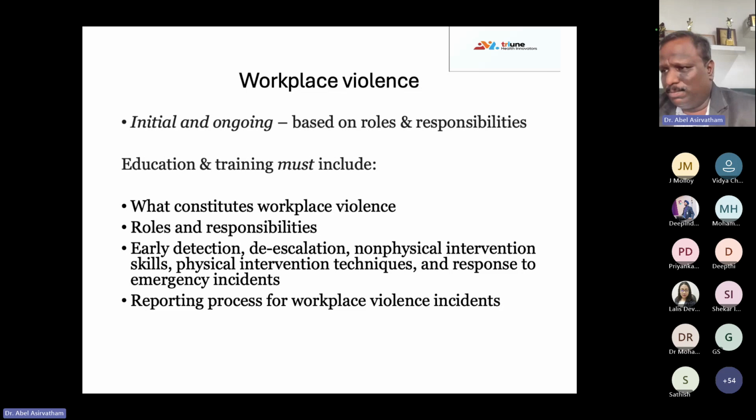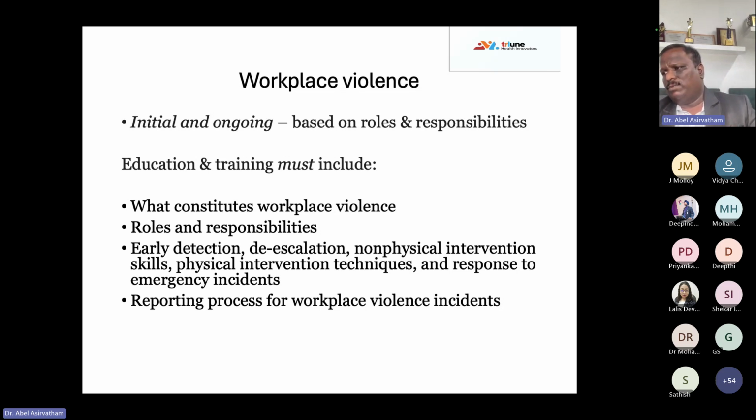Okay, so roles and responsibilities. So that is why you need to do an annual risk assessment on vulnerable areas. Okay, where these things are possible, which is found in FMS also. Early detection, de-escalation, non-physical intervention, and physical intervention techniques in response to emergency incidents.